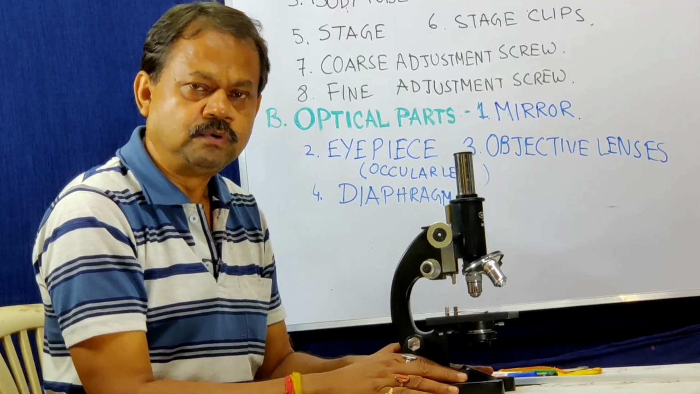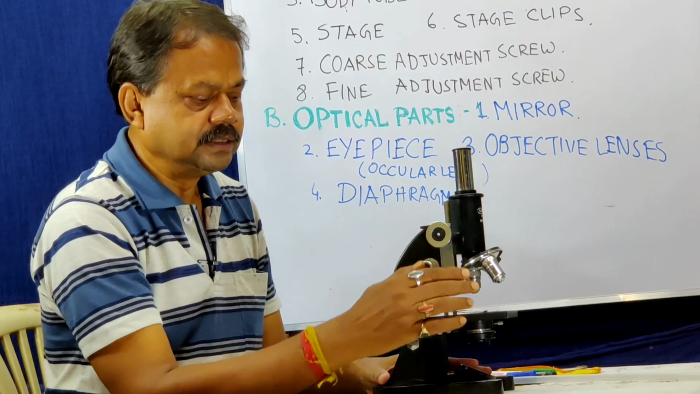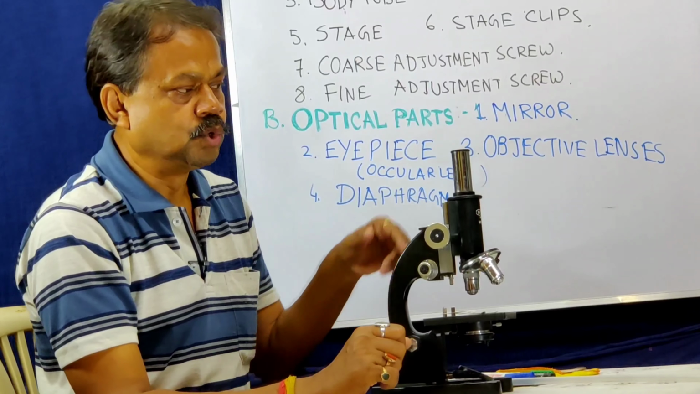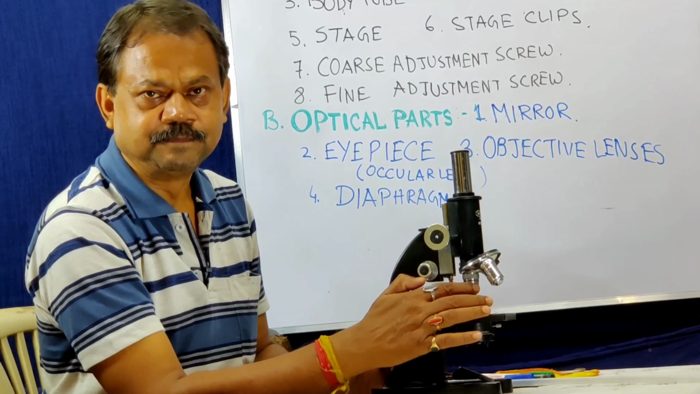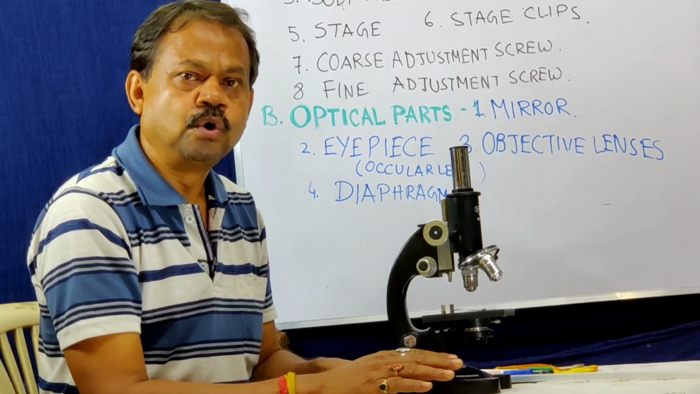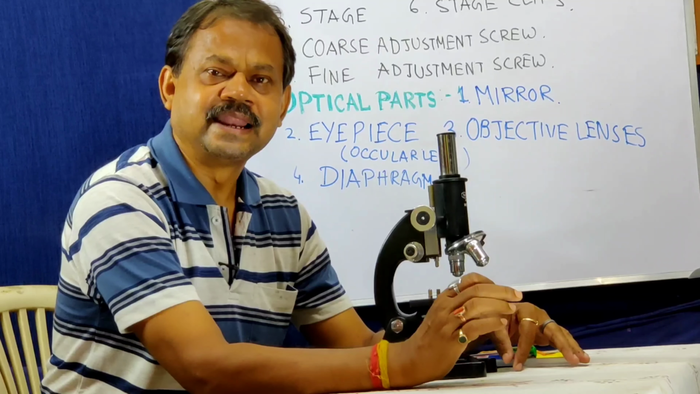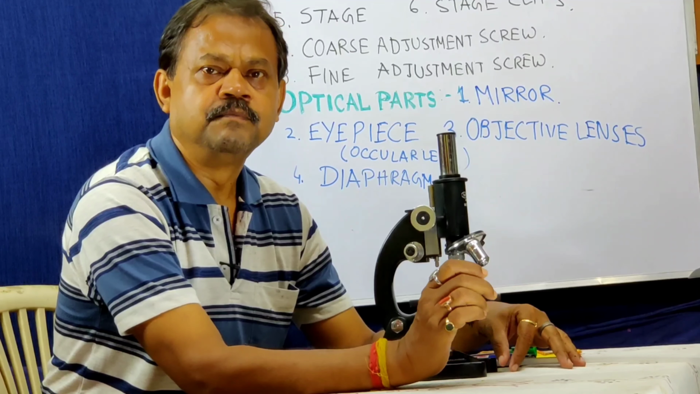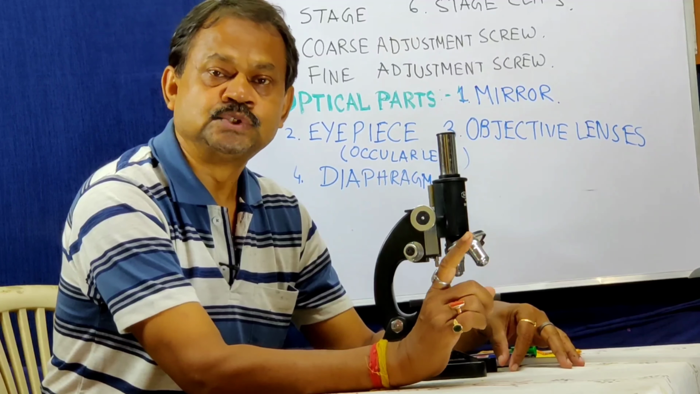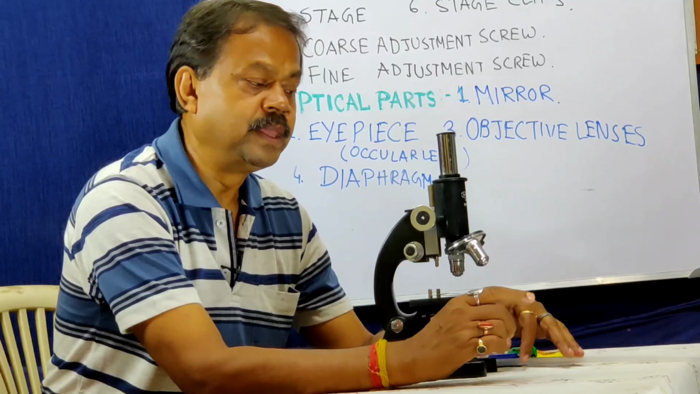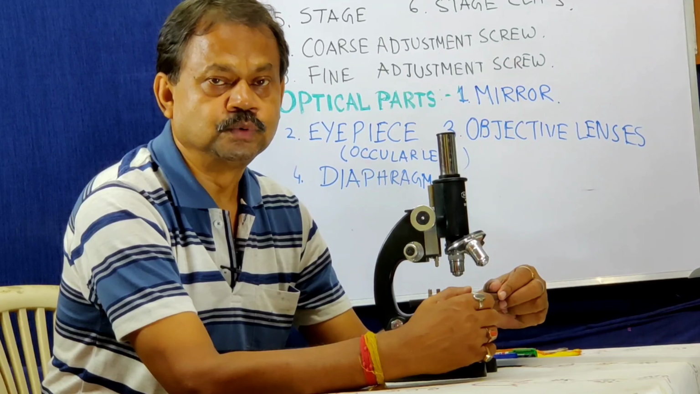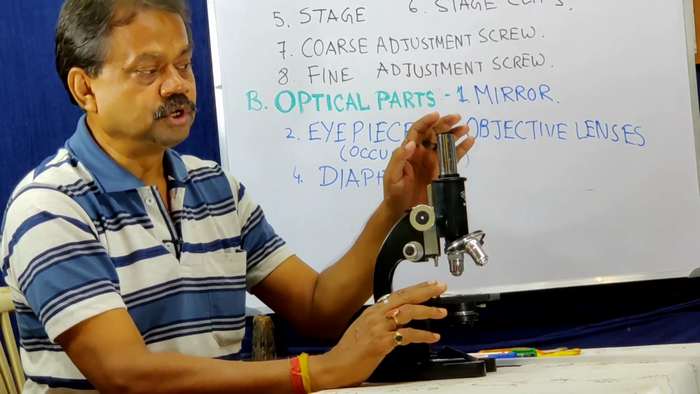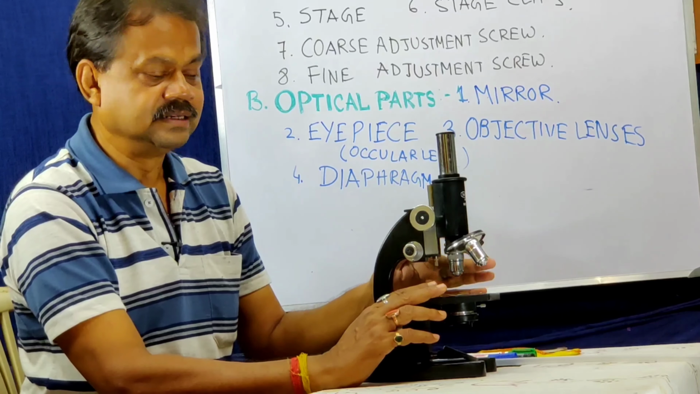Now you just see, this is a compound microscope. Why is it called compound? Because here the things are magnified by the combination of two lenses. One is here, one is here. There is another, the simple microscope, where things are magnified by only one lens.